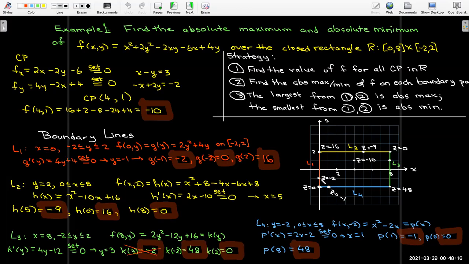And so that can also help you maybe get a handle on what the surface looks like and give you a sense of if all of these values are reasonable. And amongst all of these, the largest one is the one at this corner, the lower right-hand corner where z equals 48. And the smallest one is at our critical point where z equals -10. So my absolute min is -10 and the absolute max is 48.